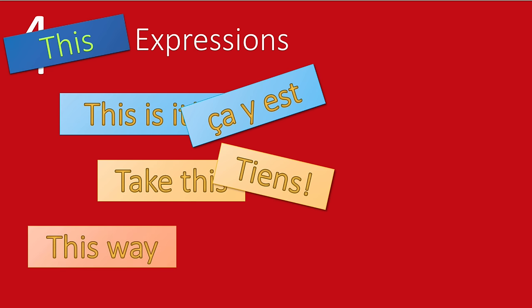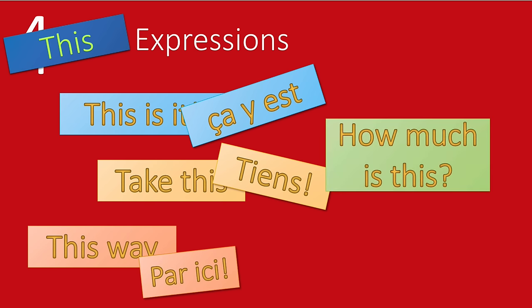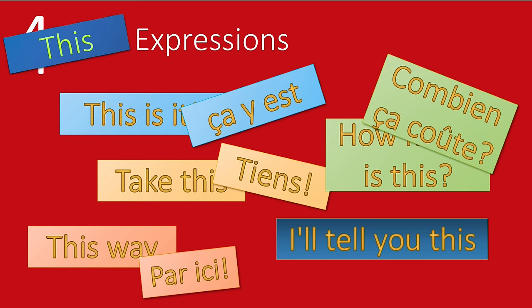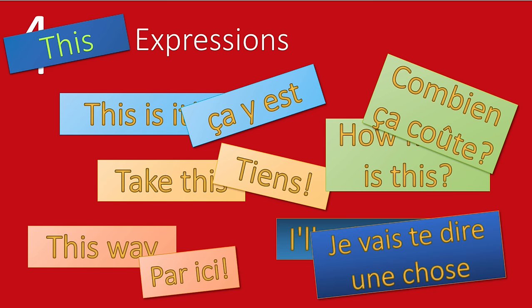This way, please. So this way, how to translate this here? Well, par ici, s'il vous plaît. How much is this? How much is this in French is combien ça coûte? Combien ça coûte? I'll tell you this. In French, je vais te dire une chose. Here we need a substantive. In French, the word chose. Je vais te dire une chose. To translate, I will tell you this. Je vais te dire une chose.